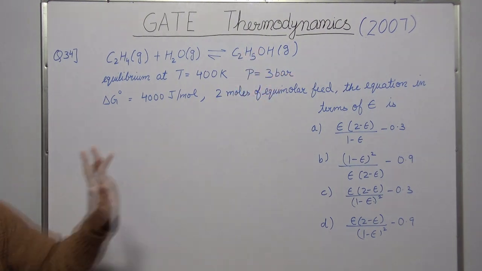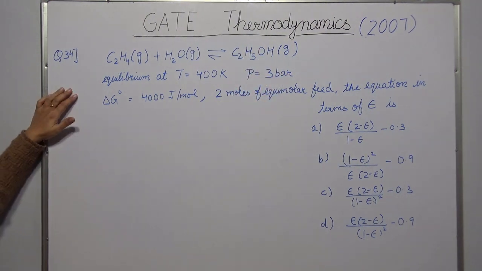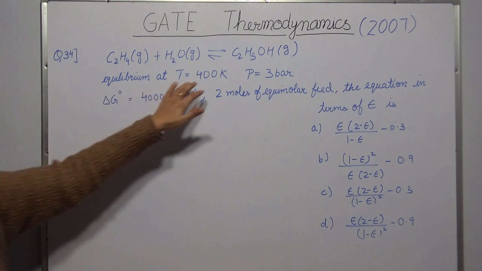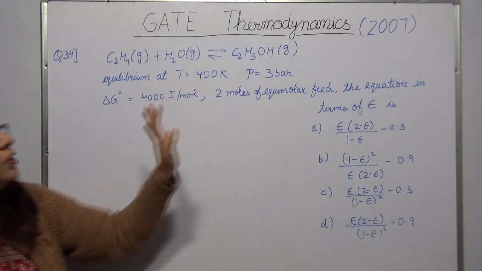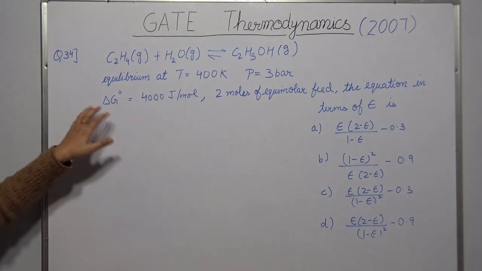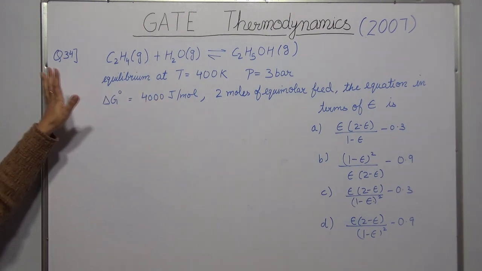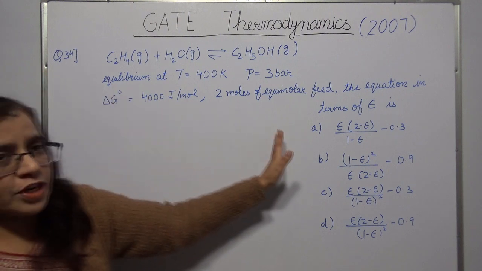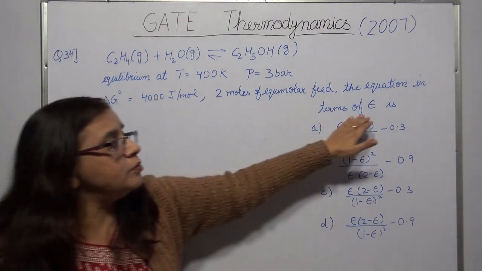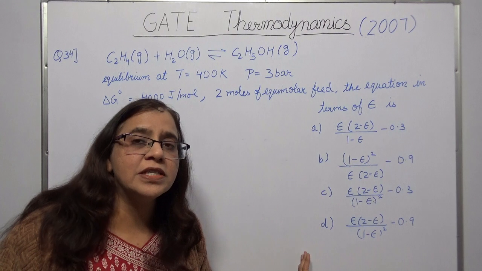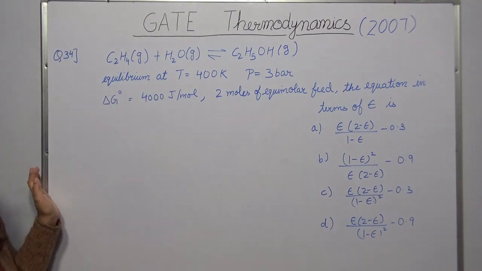Okay. Now they say that the chemical equilibrium is achieved at a temperature of 400 Kelvin and a pressure of 3 bar, and the delta G0 for this reaction is given as 4000 joules per mole. Now they have asked you to give the equilibrium equation in terms of epsilon. Okay, so 4 options have been given and you have to choose the correct one.